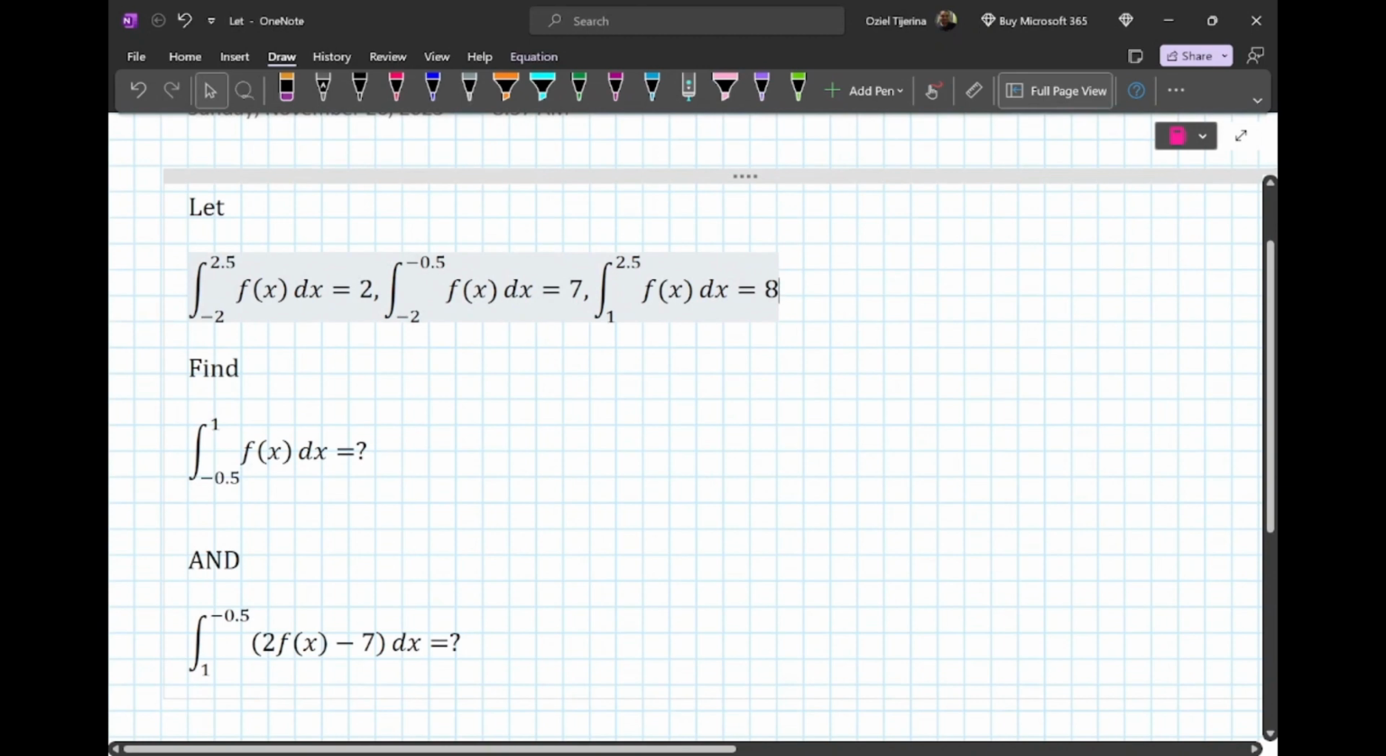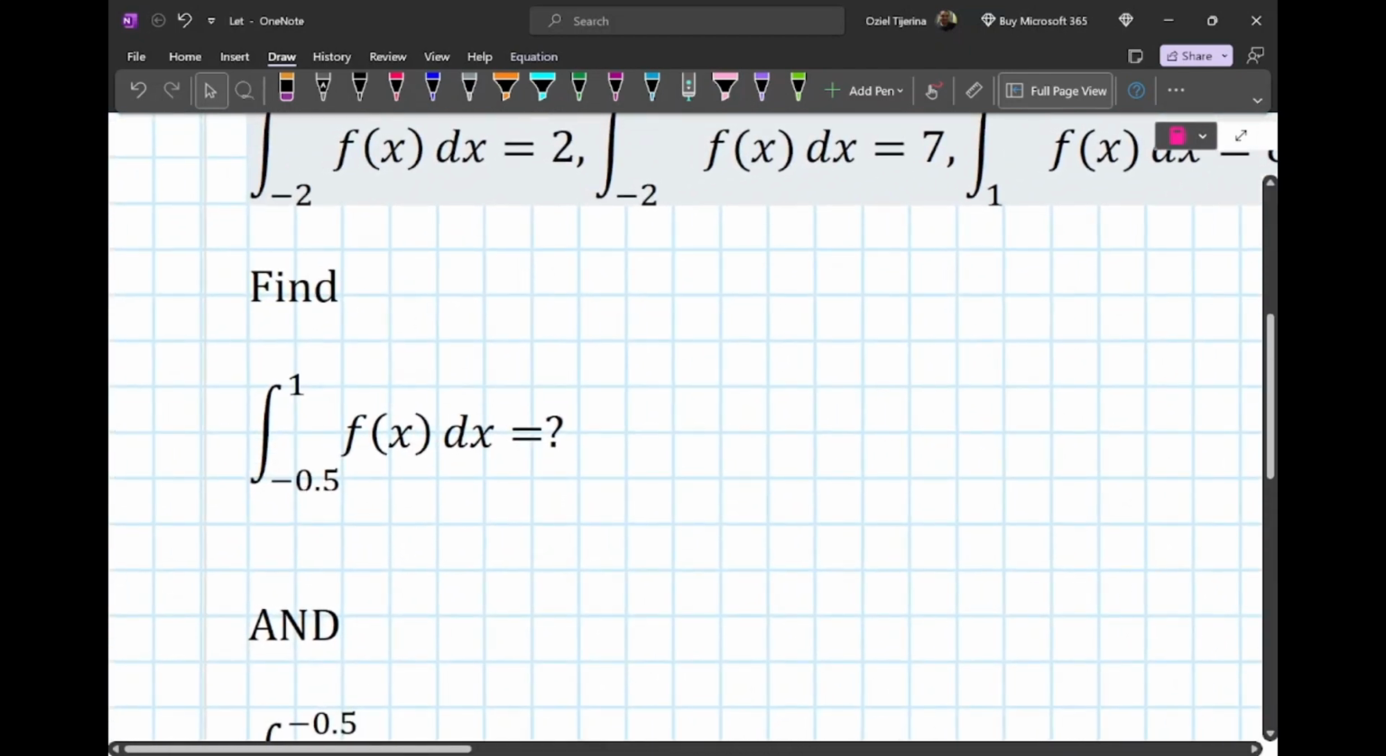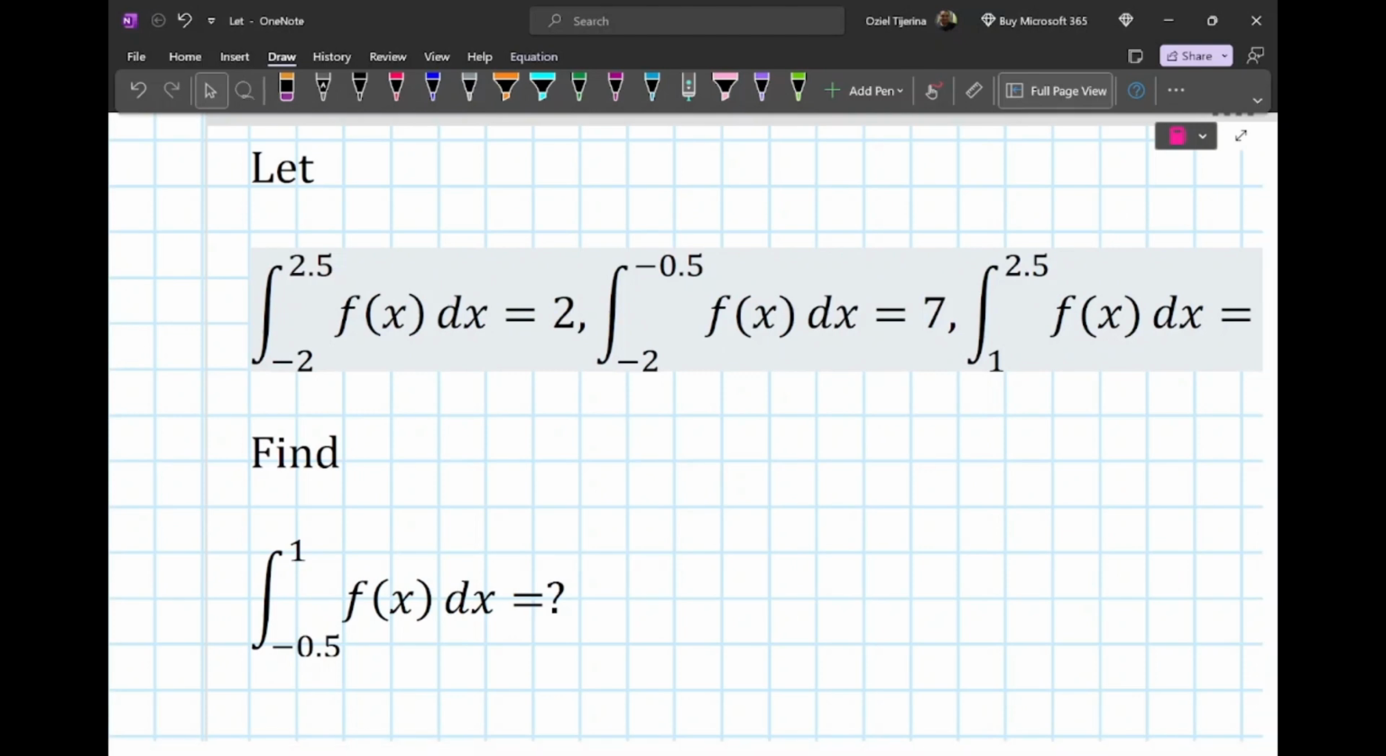It says let the integral from -2 to 2.5 of f of x dx equal 2, the integral from -2 to -0.5 of f of x dx equals 7, and the integral from 1 to 2.5 of f of x dx equals 8. The first part of this tells us to find the integral from -0.5 to 1 of f of x dx. Let me look at my notes here, because I did this problem earlier and it was very difficult. It took some thinking on my end.